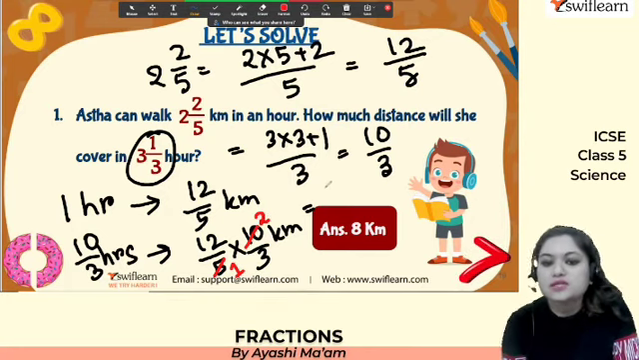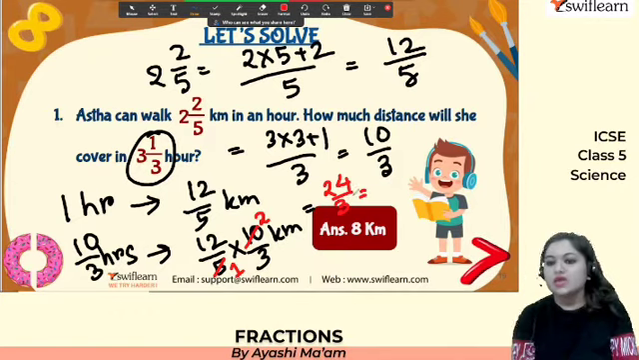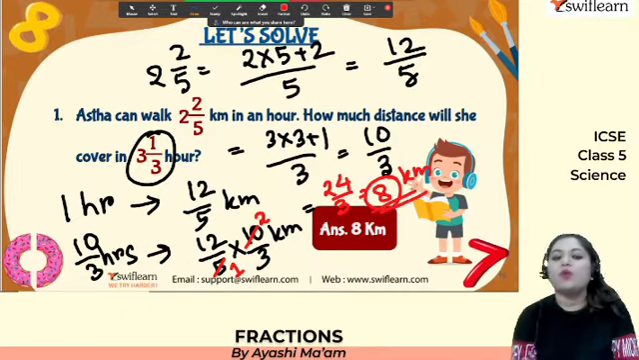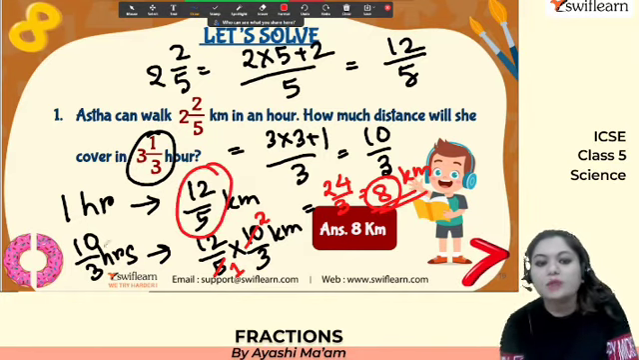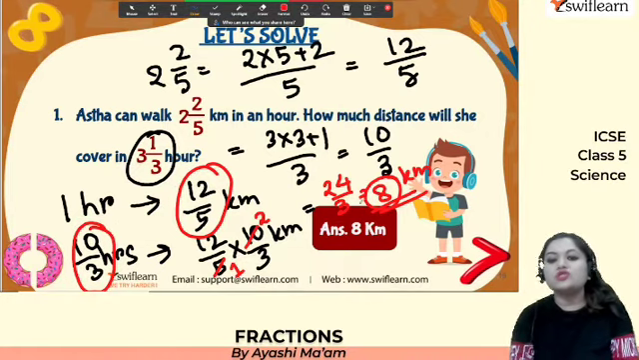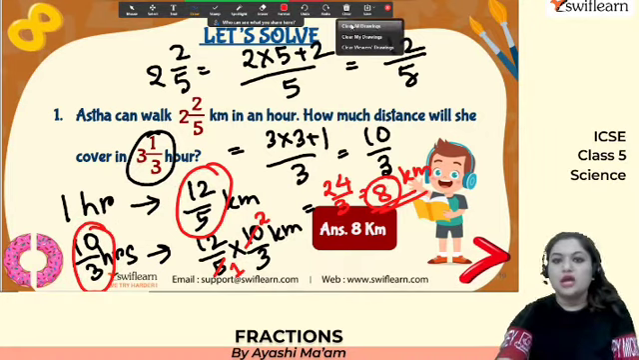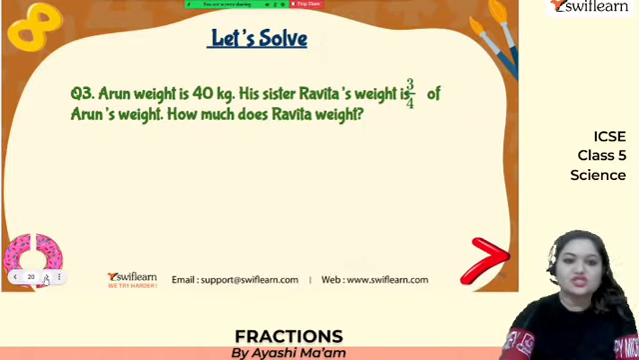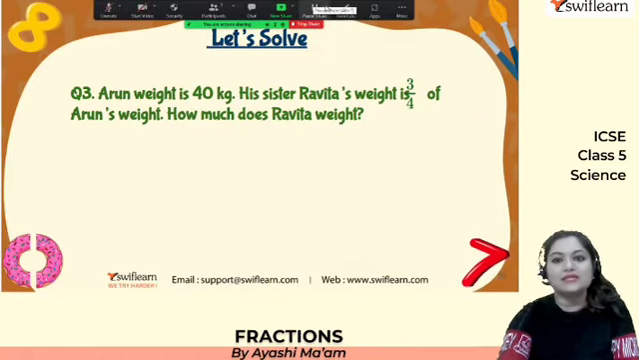So what is the answer? You will get 24 by 3. And what is 24 by 3? 8. Right? So 8 kilometers will be our answer. Alright. So in 1 hour she is covering these many kilometers. In 10 by 3 hours she is going to cover 8 kilometers. So here the main thing is to convert the mixed fractions into improper fractions and you can get the answer easily.